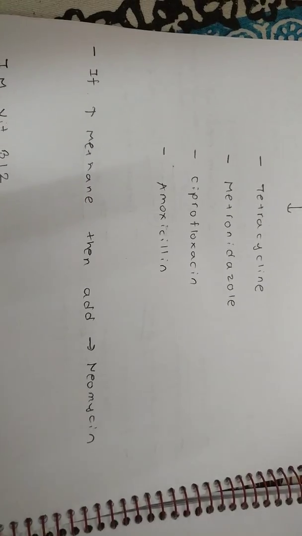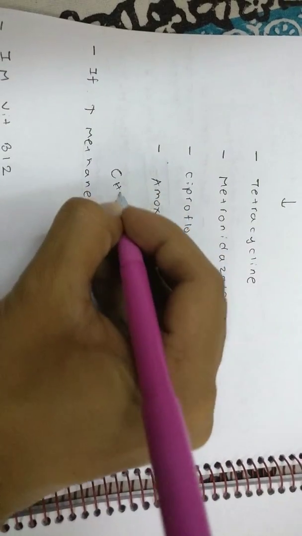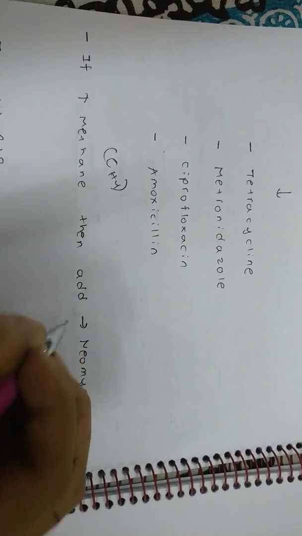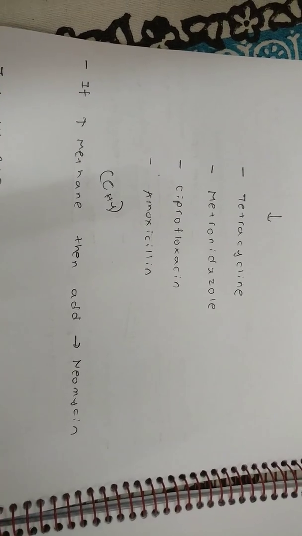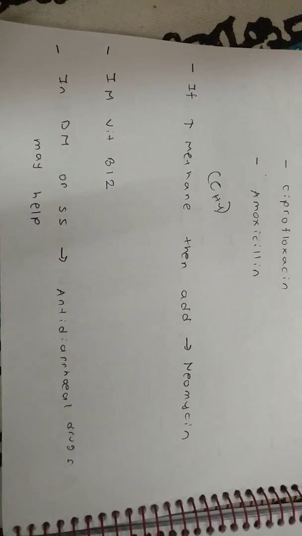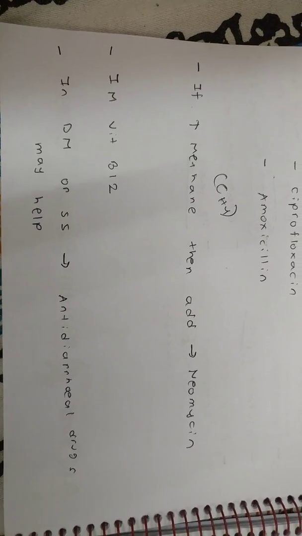And when we do the breath test, if we get an increased amount of methane, then we can add neomycin, which has been shown to benefit the patient's symptoms. We have to give intramuscular vitamin B12, as I've already told you that vitamin B12 is used up by the bacteria. Therefore, there occurs megaloblastic anemia. We can treat this by giving intramuscular vitamin B12 supplementation.